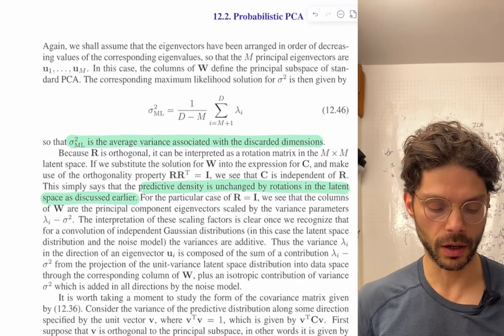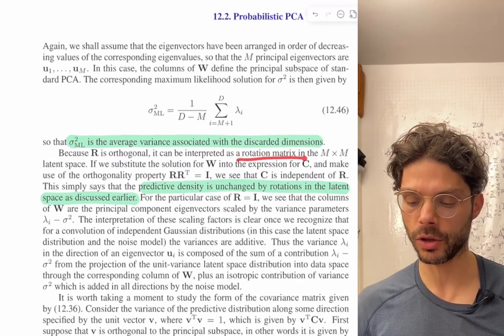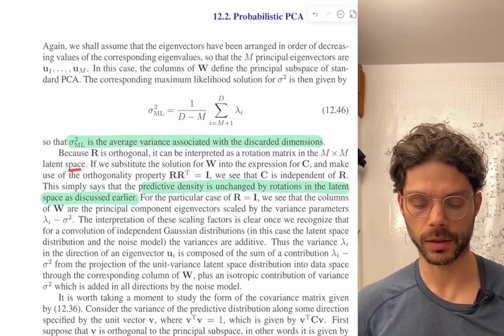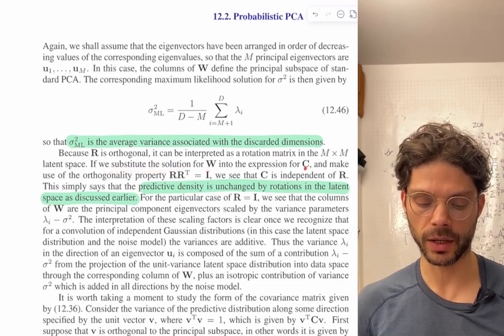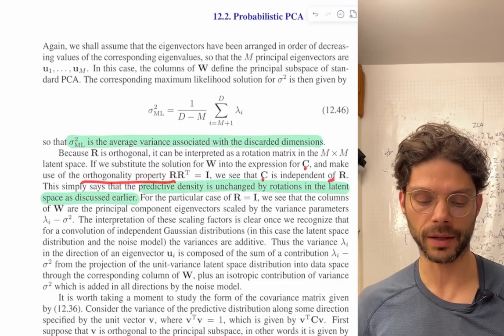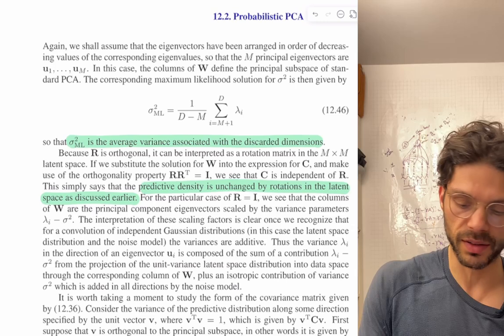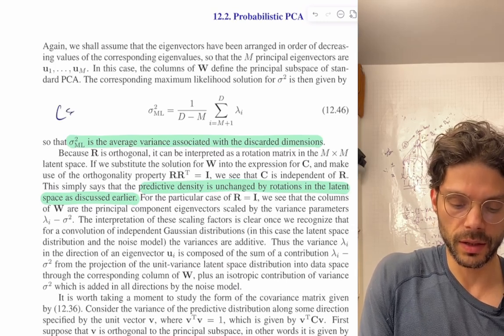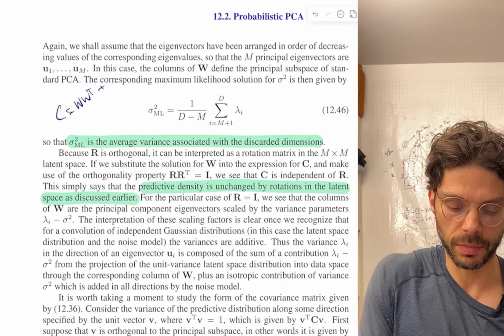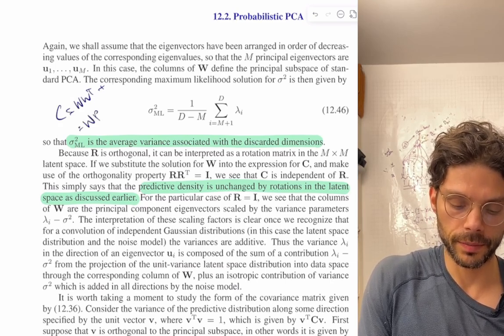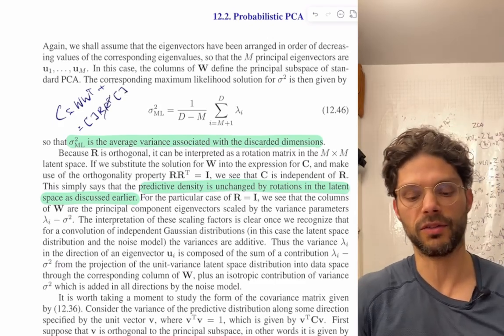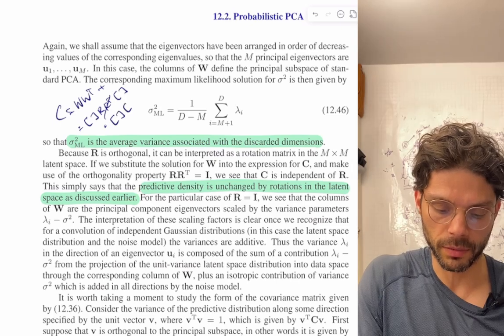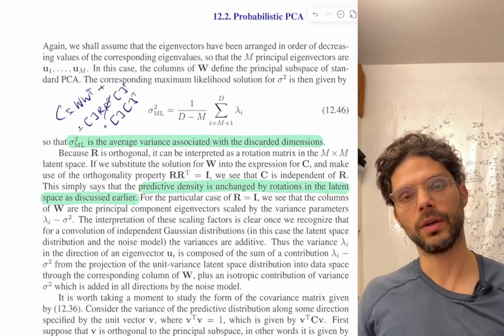Now, because R is orthogonal, it can be interpreted as a rotation matrix in the m by m latent space. If we substitute the solution for W into the expression for C and make use of the orthogonality property, we see that C is independent of R. All this is saying is that if you've got something times R and then R transpose times something else, this is just going to become the identity. So it equals the something times the something, transposed, I suppose. So the R doesn't matter, basically.